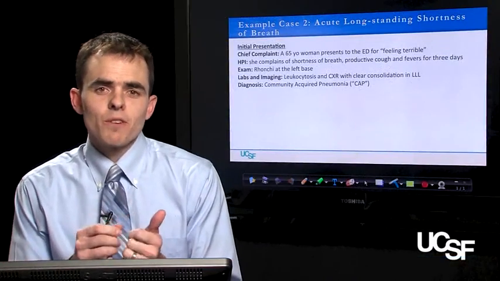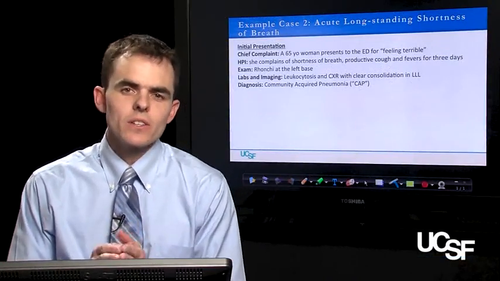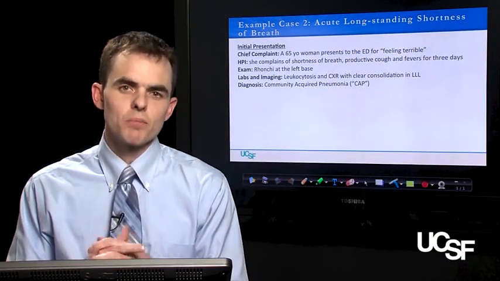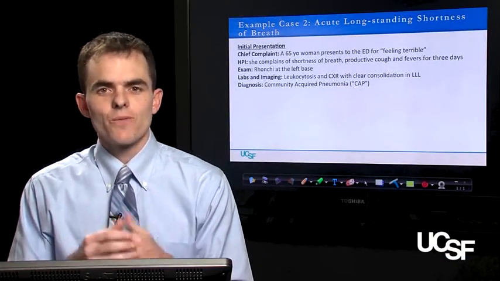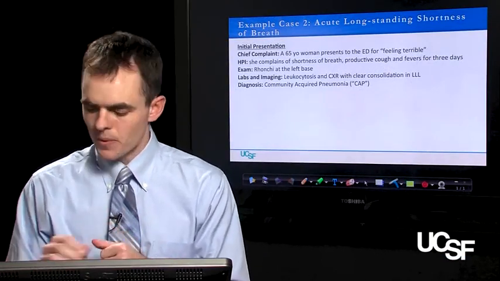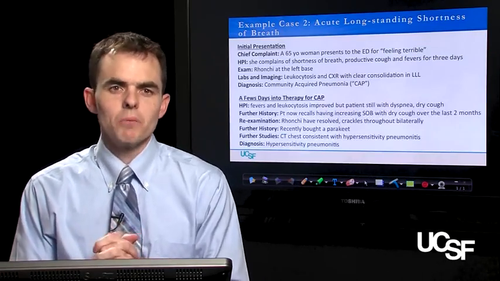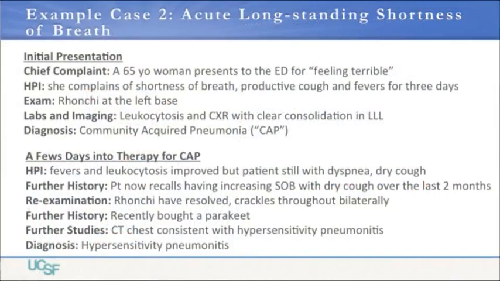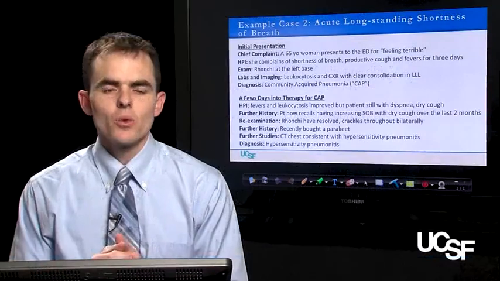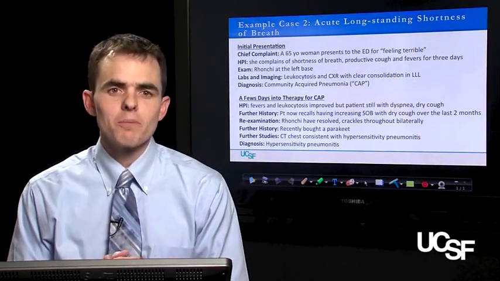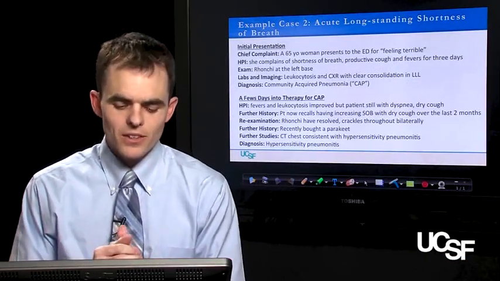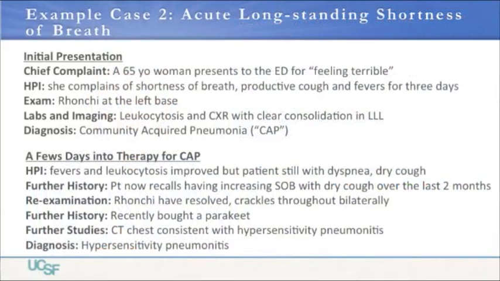This wouldn't be so different for the average internist out there. This wouldn't be so different than diagnosing a broken arm in a kid. It's fairly linear and fairly straightforward. But now let's imagine that a few days into therapy for the community-acquired pneumonia, the fevers and leukocytosis have improved, but the patient's still complaining of dyspnea and dry cough. So what do you do? Well, you go back and you take more history from the patient. And the patient now says, well, you know, actually I've been having worsening shortness of breath and dry cough over the last 2 months probably.